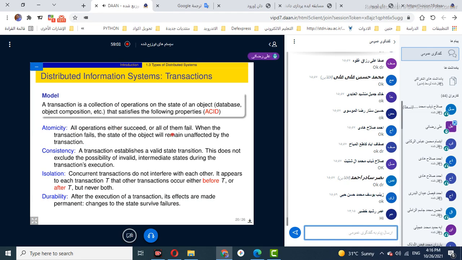All operations either succeed or all of them will fail. So when a transaction fails, the state of this is very important. When the transaction fails, the state of the object will remain unaffected by the transaction.